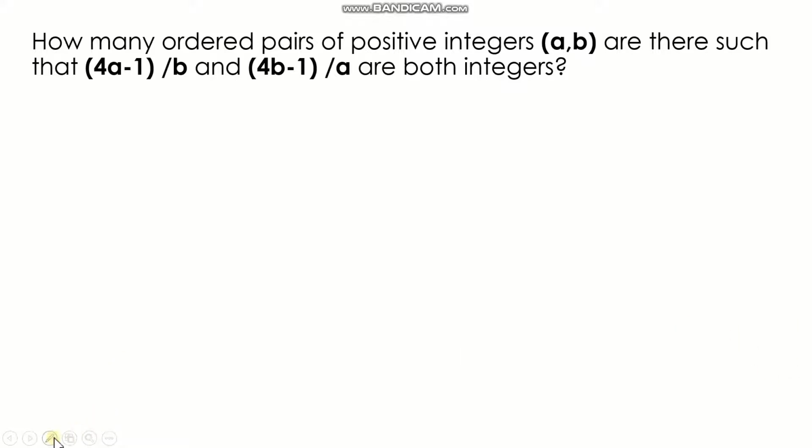Hi, today we will find ordered pairs (a, b) that will make (4a − 1)/b and (4b − 1)/a both integers. So first, we set (4a − 1)/b equals k and (4b − 1)/a equals L, where a and b are positive integers. If a and b are positive integers, then k and L must be greater than or equal to 1.